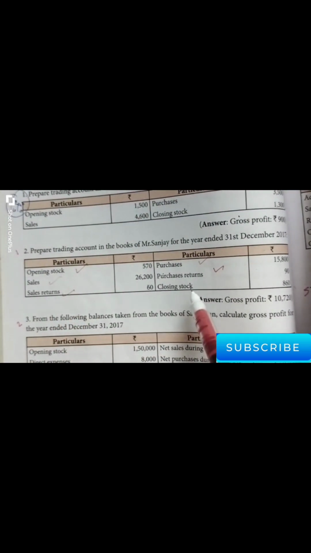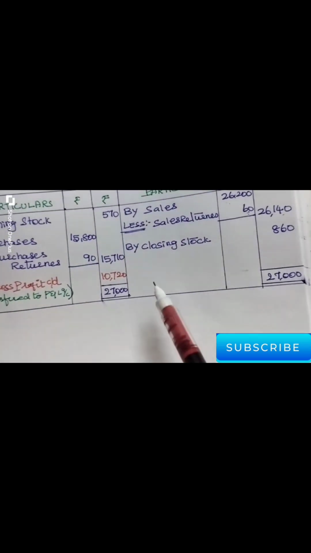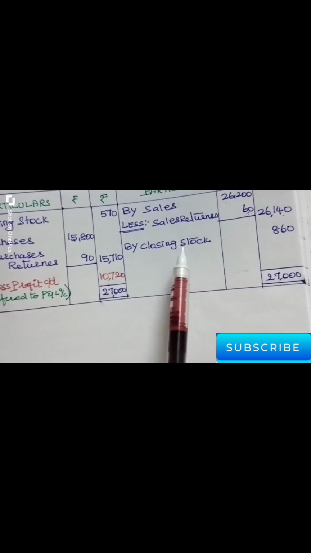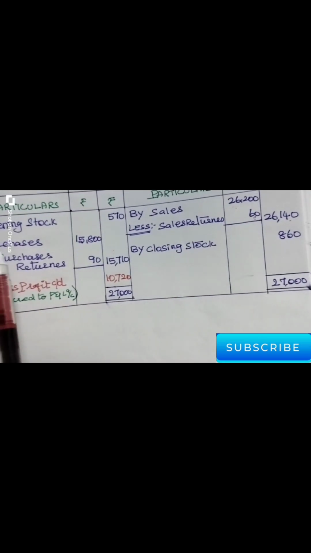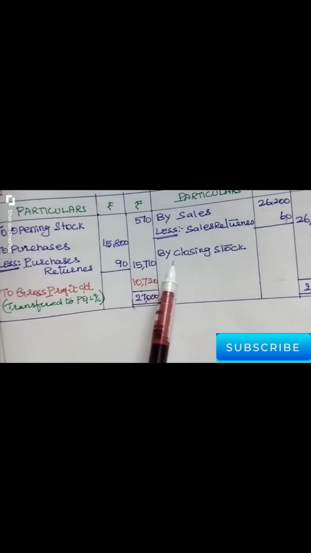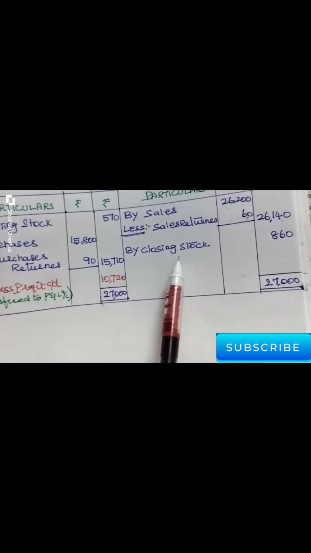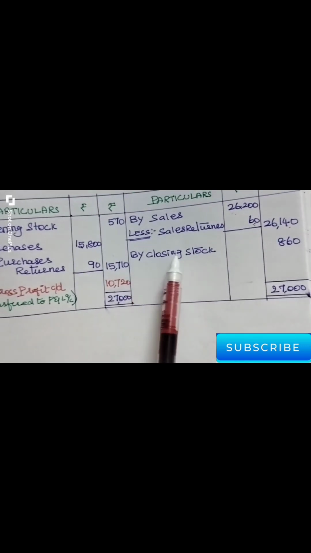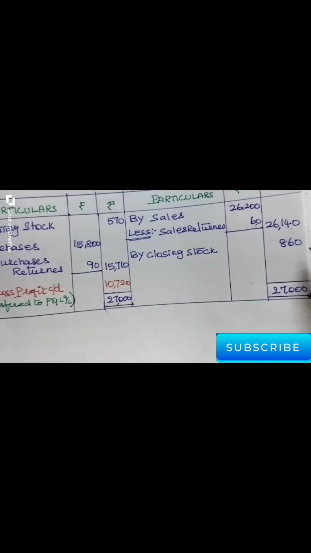Then we have closing stock, 860 rupees. Closing stock is always on the credit side of the trading account. By closing stock. On the debit side we started with opening stock, and on the credit side we end with closing stock, right? So by closing stock 860 rupees is entered.